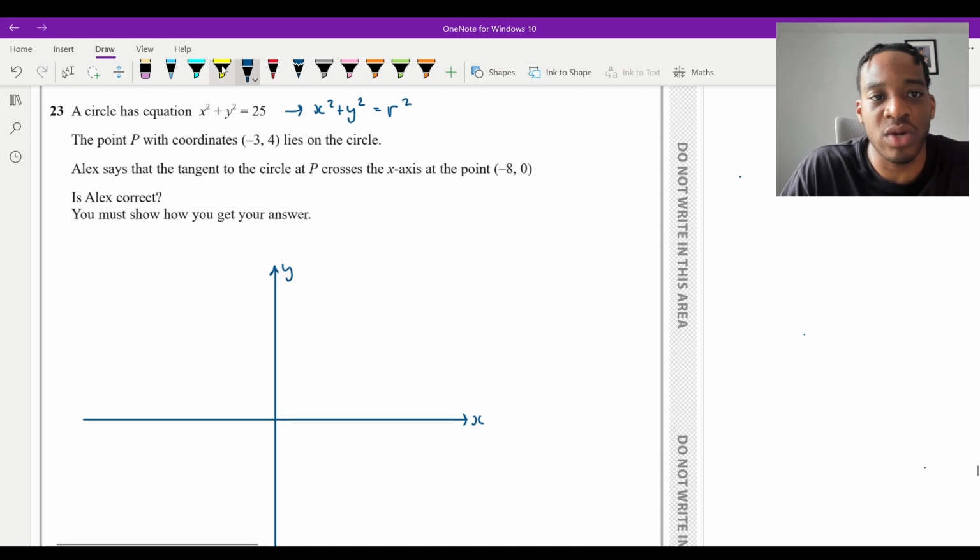So in that case, we can say that these two are the exact same, meaning that r squared is equal to 25, and then to get r, we just square root, don't we? So that means that the radius of this circle here is 5.